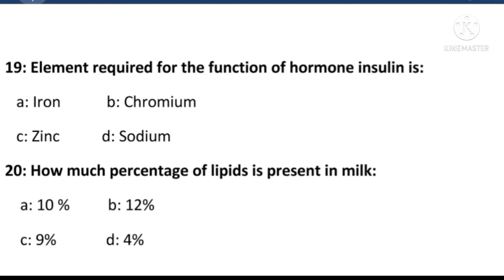And next question. How much percentage of lipid is present in milk? 10%, 12%, 9%, 4%. And answer is D, 4%. The percentage of lipid present in milk is 4%. D is correct option.